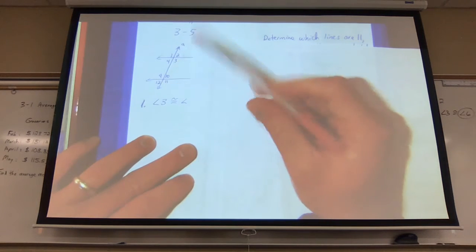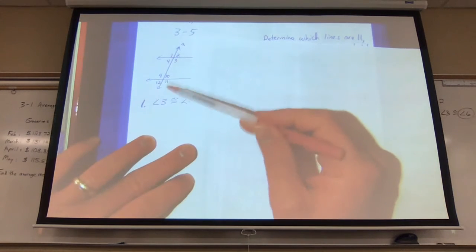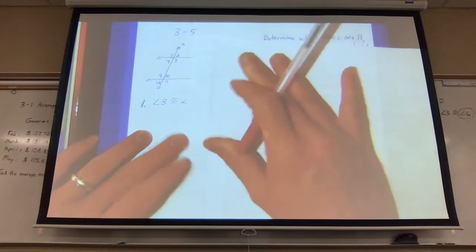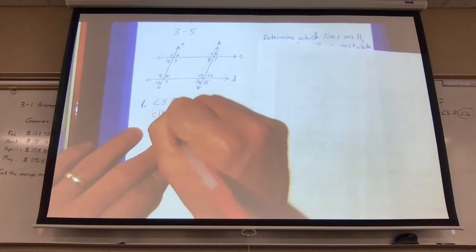3 and 11 are going to be sitting on these two lines with this transversal. 3 and 11 are corresponding angles. So if they're congruent, that means these two lines are parallel. If I come over here to the right, those two lines are C and D. So C is going to be parallel to D is one answer.